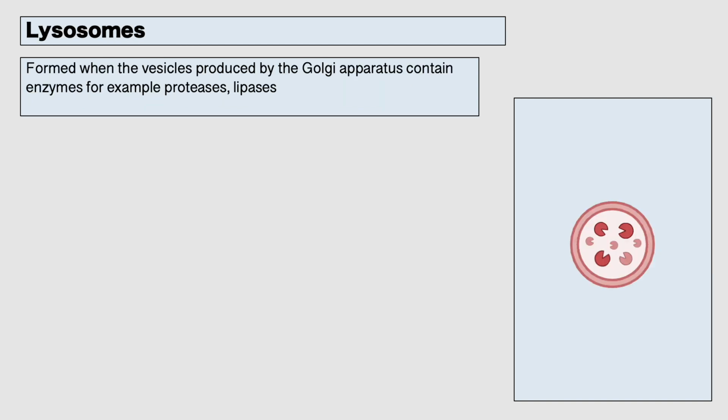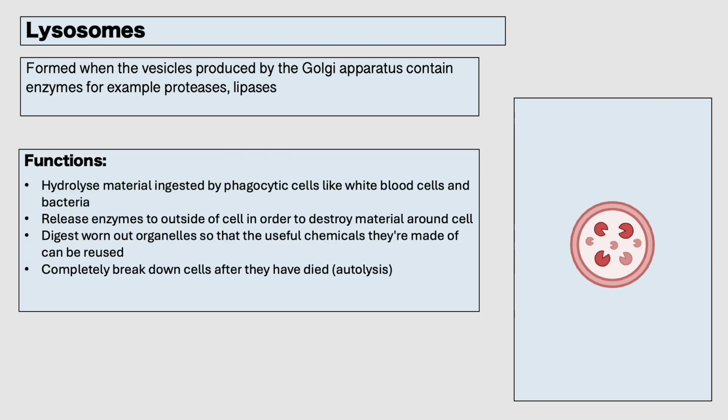Lysosomes are formed when the vesicles produced by the Golgi apparatus contain enzymes, for example proteases and lipases. The functions of lysosomes are to hydrolyze material ingested by phagocytic cells like white blood cells and bacteria, to release enzymes to the outside of the cell in order to destroy material around the cell, to digest worn-out organelles so that the useful chemicals they're made of can be reused, and to completely break down the cells after they have died in a process called autolysis.